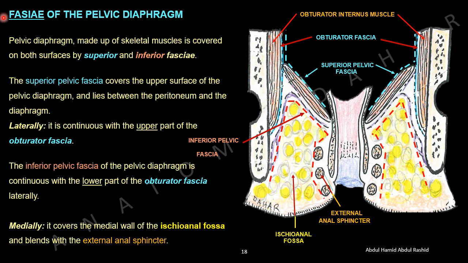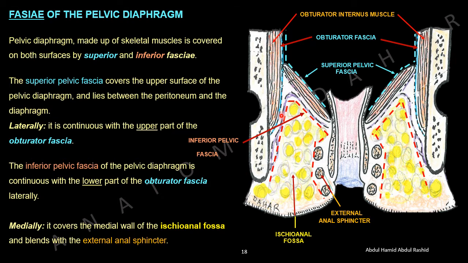Fasciae of the pelvic diaphragm. The pelvic diaphragm, which is made up of skeletal muscles, is covered on both surfaces by superior and inferior fasciae. So this is the pelvic diaphragm, superiorly covered by the superior pelvic fascia and inferiorly covered by the inferior pelvic fascia. The superior pelvic fascia covers the upper surface of the pelvic diaphragm and lies between the peritoneum and the diaphragm. Laterally, it is continuous with the upper part of the obturator fascia. The inferior pelvic fascia of the pelvic diaphragm is continuous with the lower part of the obturator fascia laterally.